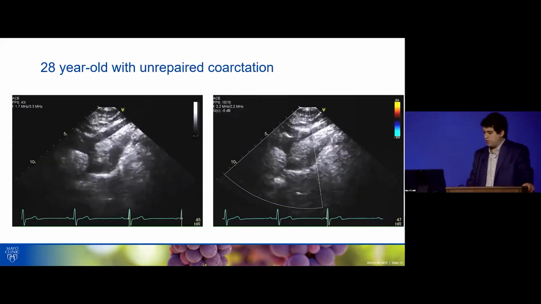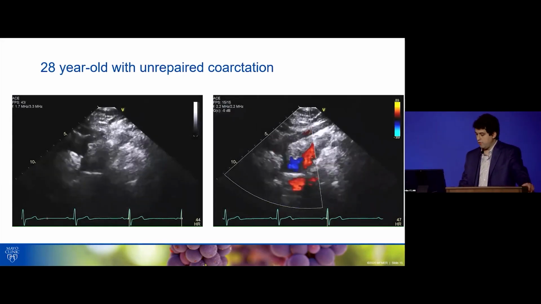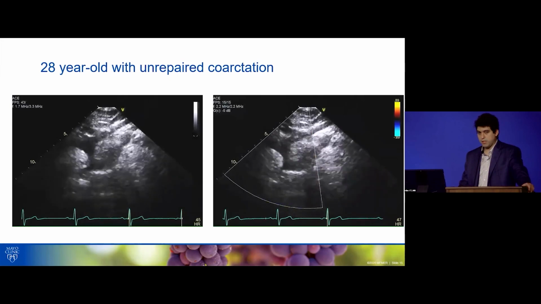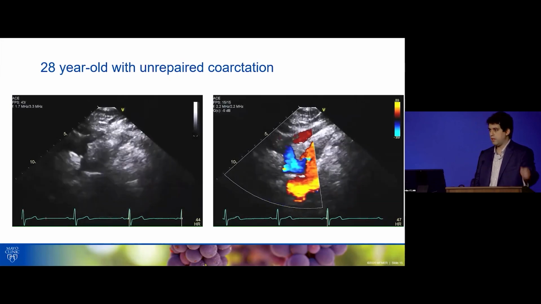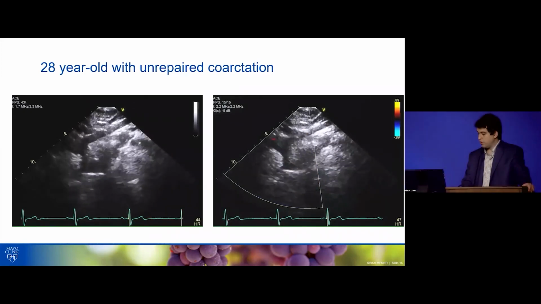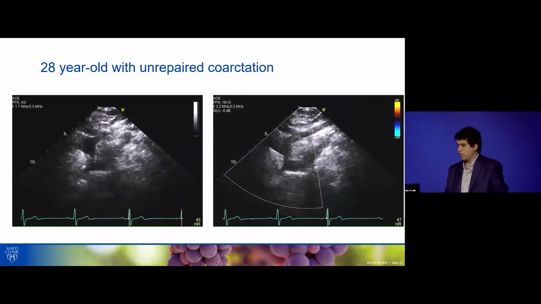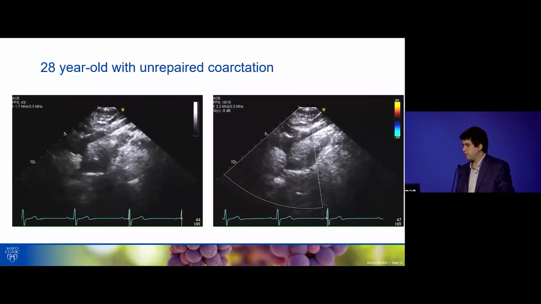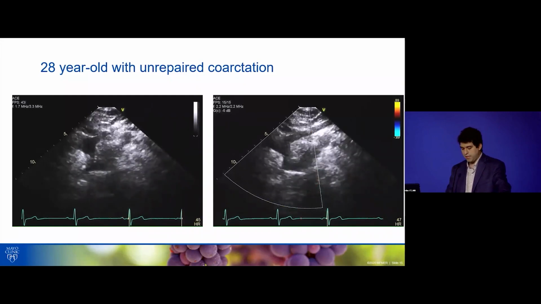And once again, you can see here the suprasternal notch view and very similar findings. Sometimes by 2D it can be really hard to find that narrowing of the descending aorta. And same thing with Doppler. As you put color Doppler on, it's very hard to see the aliasing because the opening is pinpoint, so you just have to keep that in mind.